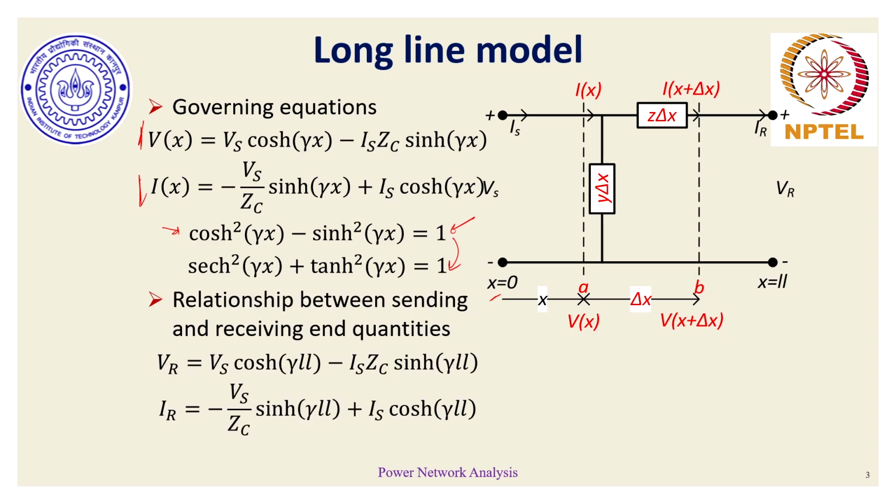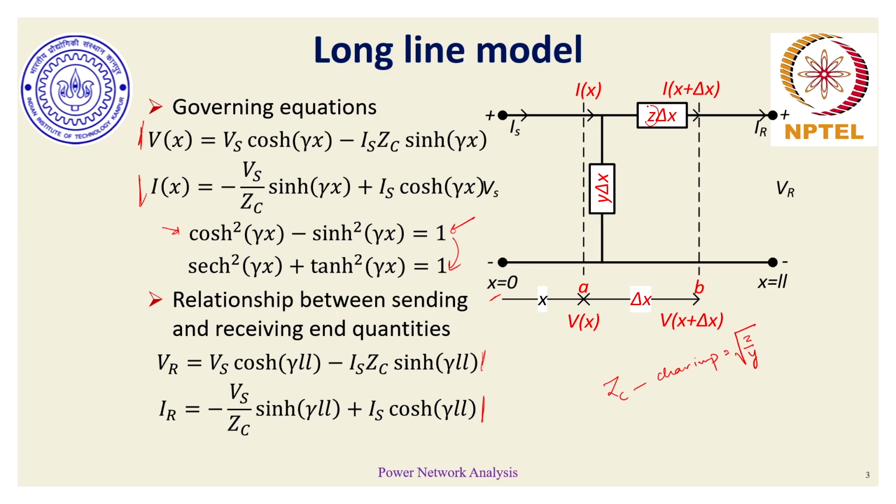And in terms of boundary conditions, when they are placed, that is at x equal to L, we have VR and IR in terms of VS, IS, ZC. ZC is called the characteristic impedance, which is also square root of small z by y.